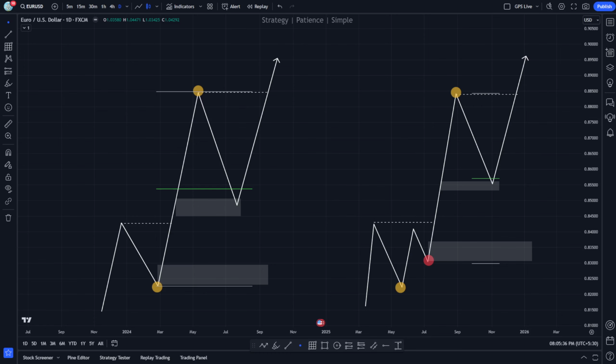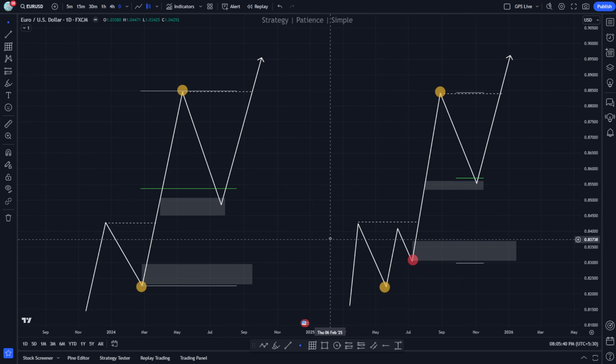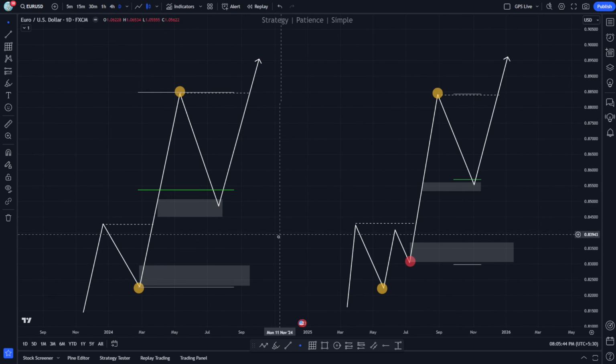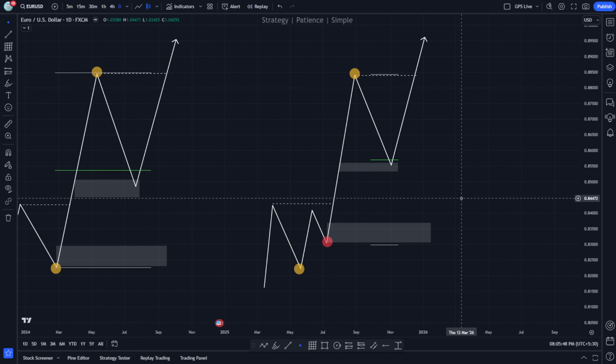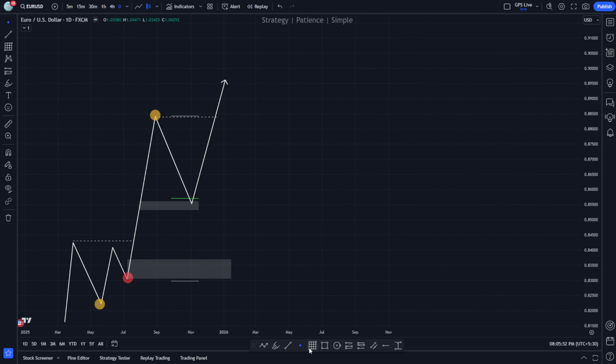Hey guys, a very important video. So let's get straight to the topic: how to draw the Fibonacci properly, or we can also say how to manage the retracements in a structure in a proper way. This is a basic concept you must know before trading SMC. So let's get to the topic.